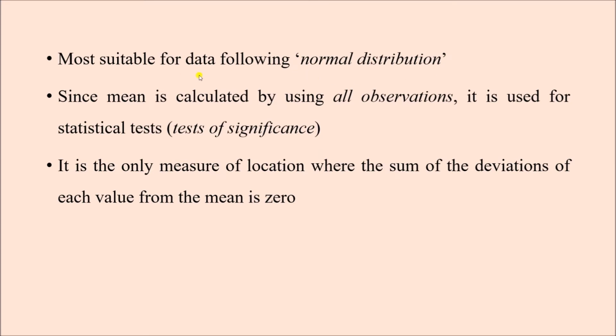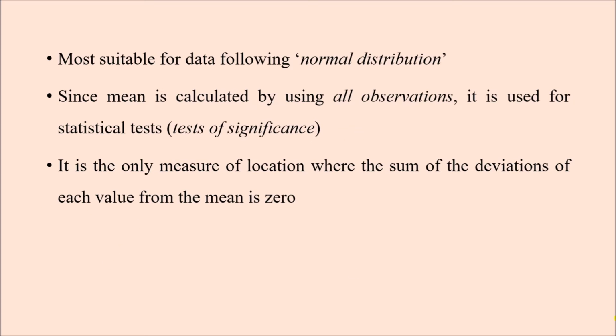For the time being, just remember that if data is following normal distribution, we can use mean. Since mean is calculated using all observations, it is used for statistical tests. So we shall see only in case of measurement of mean, we shall consider all the values or all the observations in the data set. And that is the reason for statistical test or test of significance, when the data is following normal distribution, the mean value is sometimes used. For example, t-test, paired or unpaired t-test, etc.